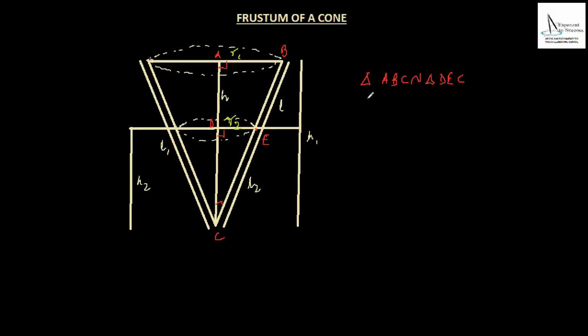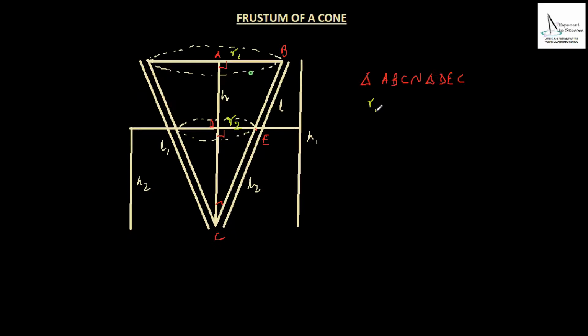Now from the properties of a similar triangle, we know that the corresponding sides of similar triangles are going to be in the same ratio. So if we look at the corresponding sides of these two triangles, I'm taking the bases first. So the base of the triangle at top is R1 and the base of the triangle at the bottom is R2.